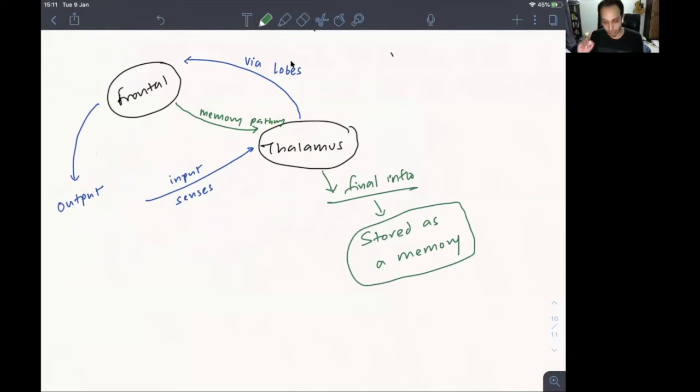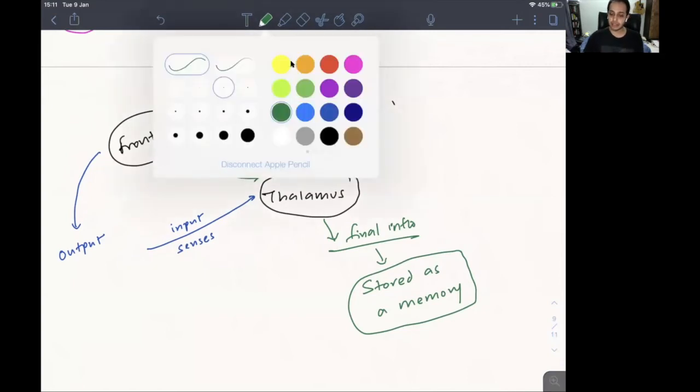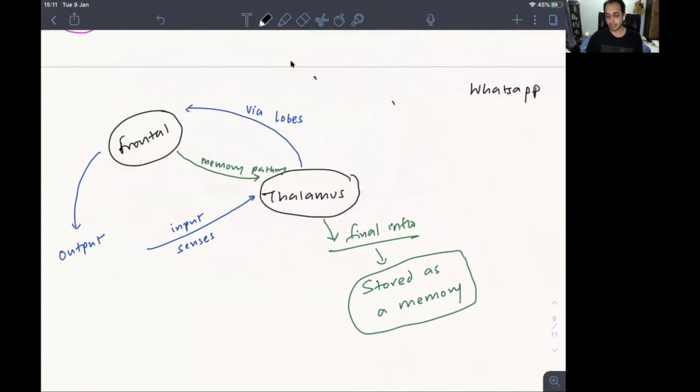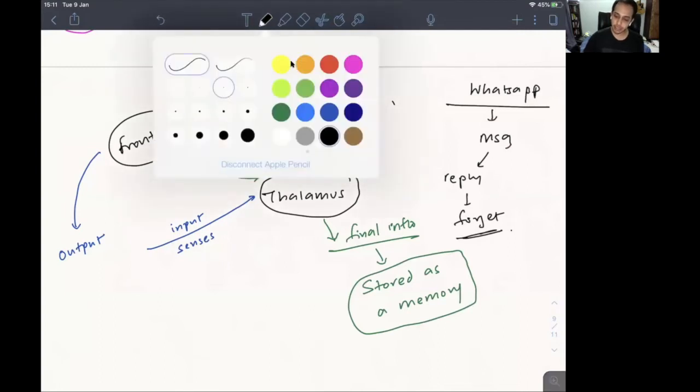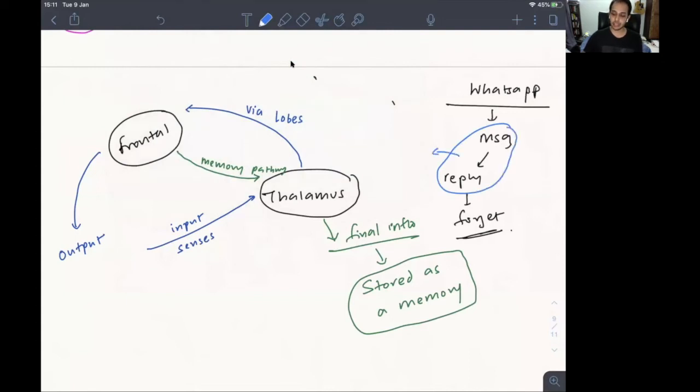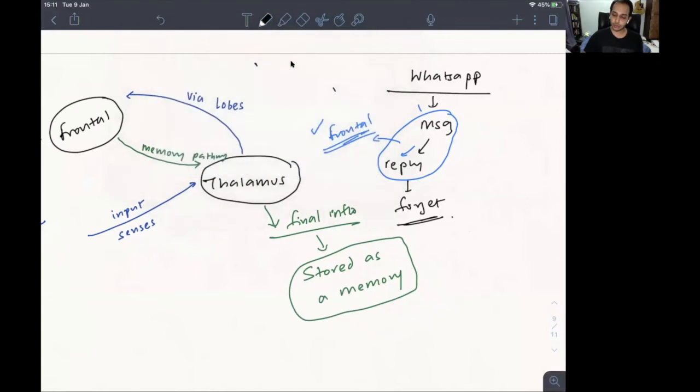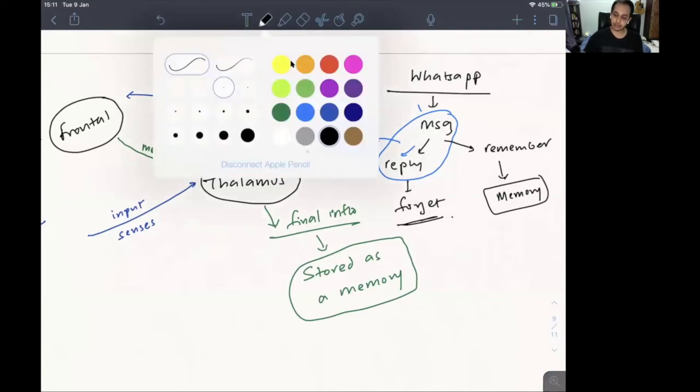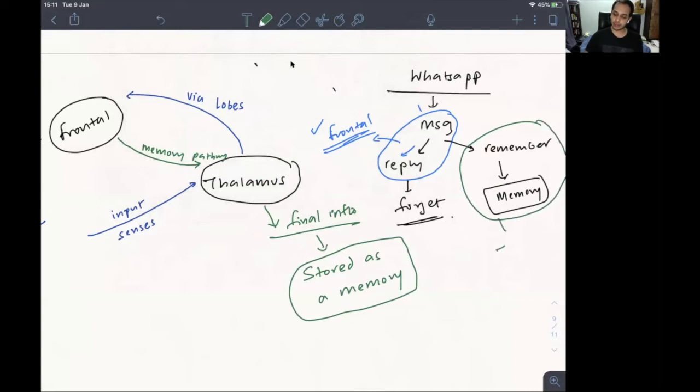All right. Now, let us take a real life example. Suppose you are chatting on WhatsApp. Okay. You get a message and you reply, and then you forget about it. Now, this part of the action is done by your frontal lobe. So you get an input, you have an output, and then you forget about it. Your frontal lobe has done its job. But suppose you also remember that message, and next week you bring up that message in a conversation, which means that you have stored that message in your memory. This part of the action is done by your thalamus.